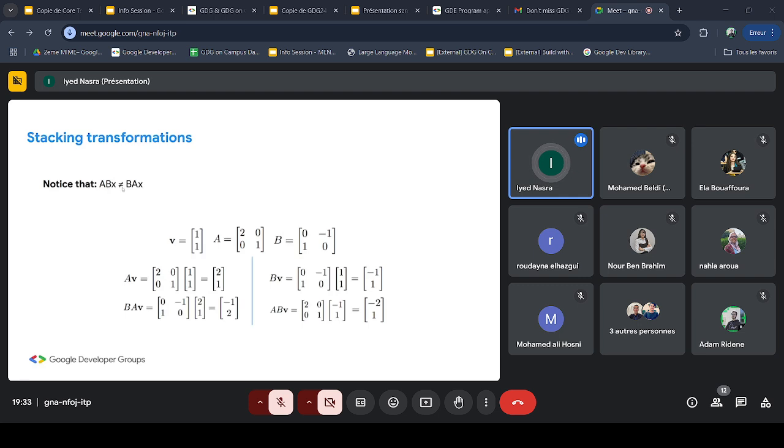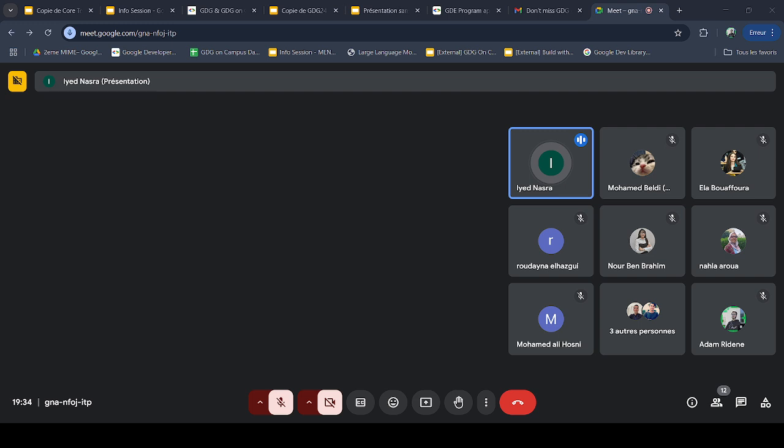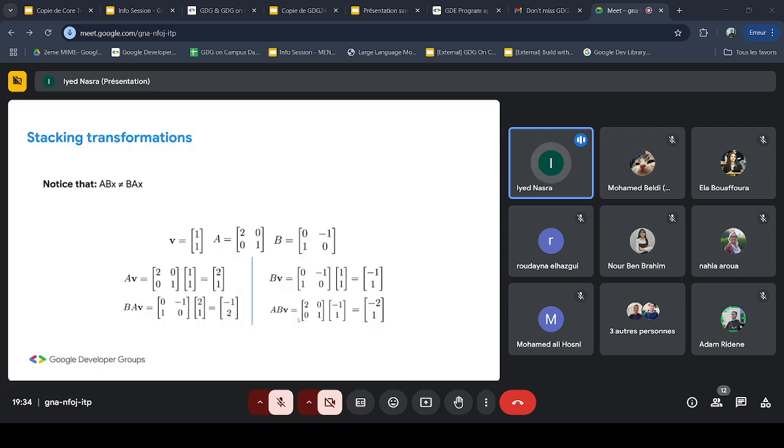Multiplying A by B is not the same as multiplying B by A. Again, demonstrated by just applying the same formula that we've seen, multiplying a matrix by a vector. Again, keeping it simple, just a 2 by 2 matrix. The results are different, and we can even see it here in the code.